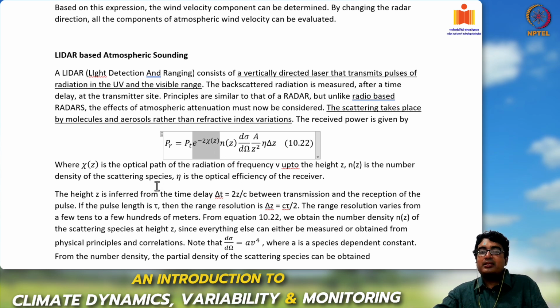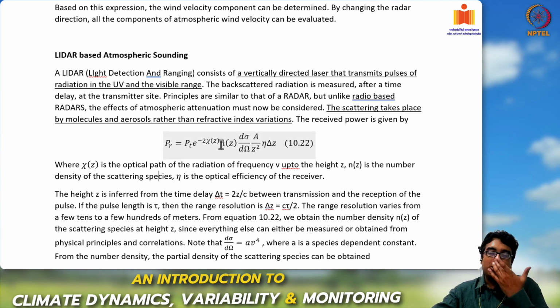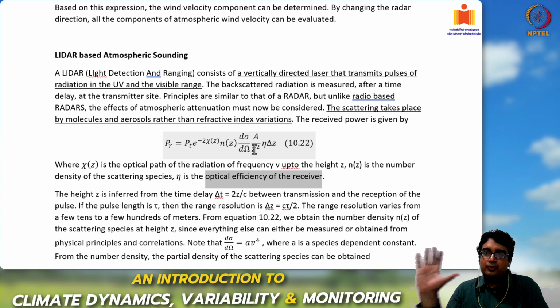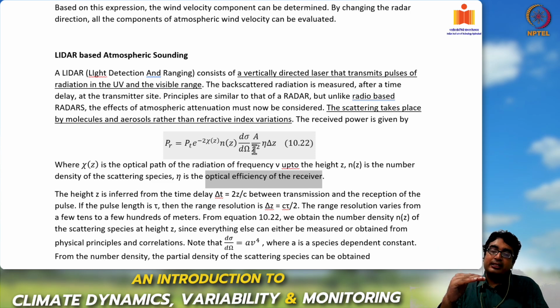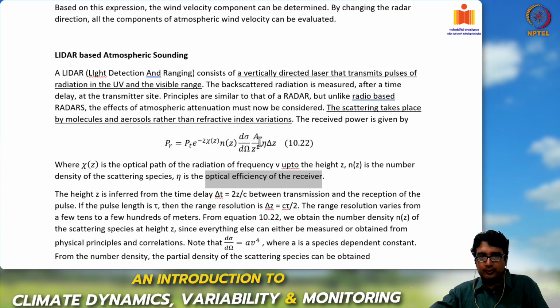Nz is the number density of the scattering species. Whichever scattering molecule is doing the scattering, the number density, say moles per meter cube, for example, that is the scattering species. Eta is the optical efficiency of the receiver. D sigma d omega is again the scattering cross section, and A by z square is the same as A by r square. Here we are talking z only because the Lidar is always vertically directed. So it's the altitude z of the scattering section. So A by z square. Okay. So this is the total received power, and we are interested in the number density Nz value.